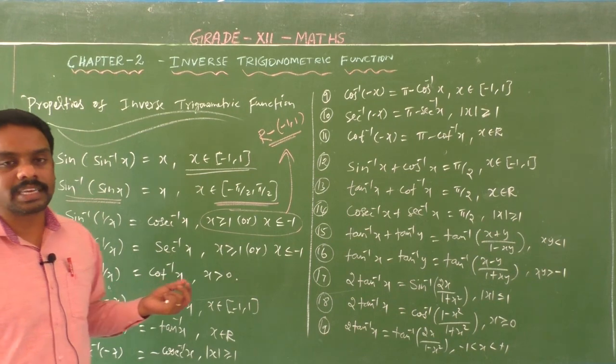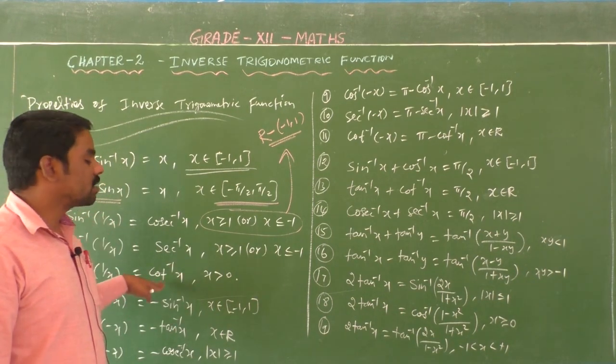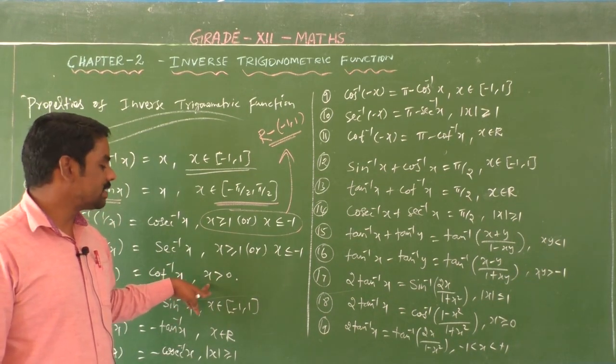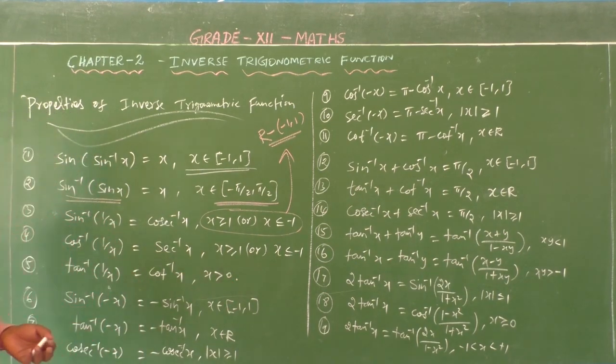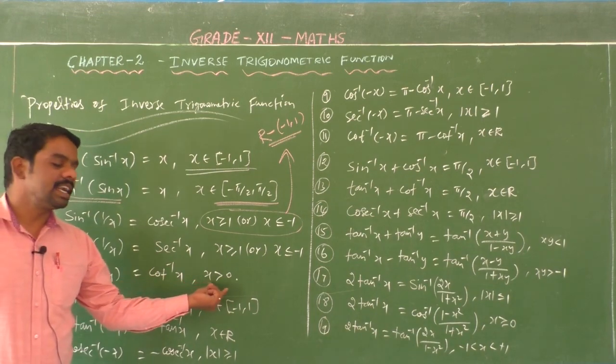Okay, right. Next, tan inverse of 1 by x. The reciprocal of tan is cot x. So tan inverse of 1 by x is cot inverse x when x is greater than 0. When x is greater than 0, only positive values are allowed.